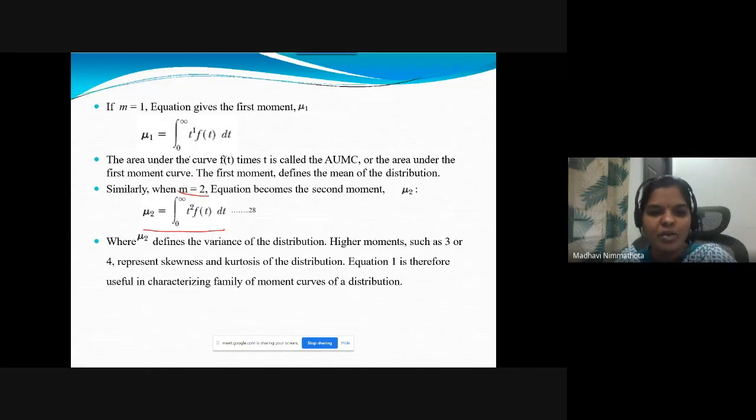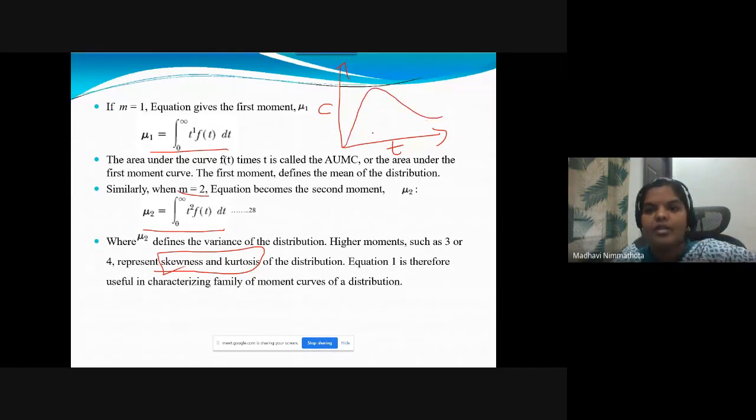So the equations will become like this. Then the higher moments, such as the third or fourth, represent skewness or kurtosis. So when you take your drug molecules' movement into consideration and plot a graph of time versus plasma drug concentration, if your drug molecule enters your body, immediately it will produce one graph. This is called the first moment curve.